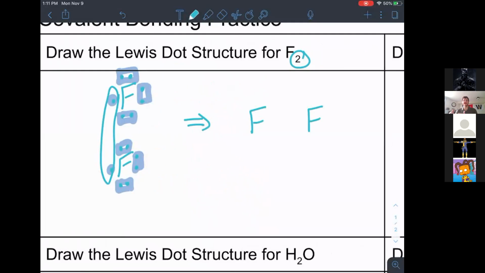What do I replace that circle with, the two valence electrons? What do I replace it with? Dash. A dash, perfect. We're going to put a line or a dash between those two, and that signifies that there are two electrons being shared.